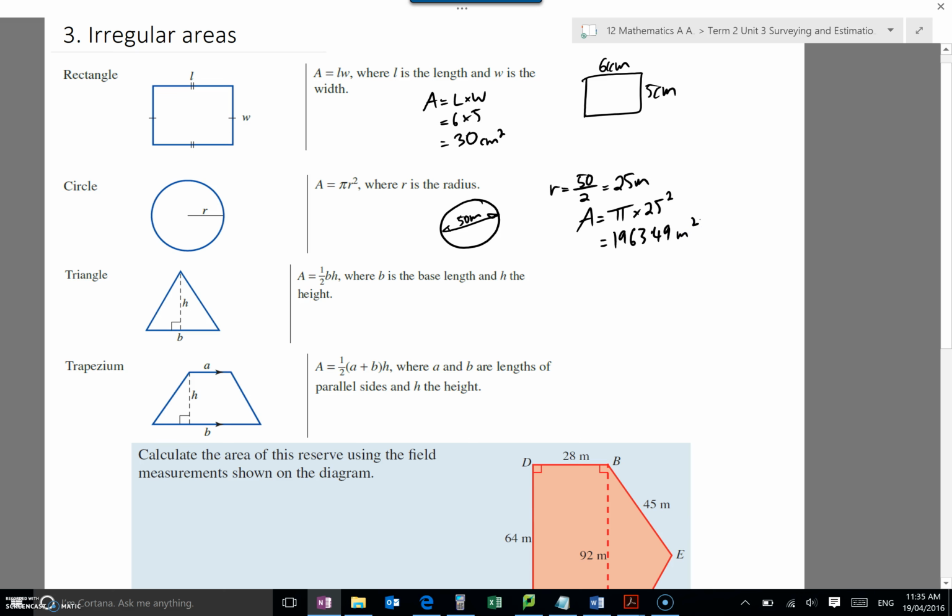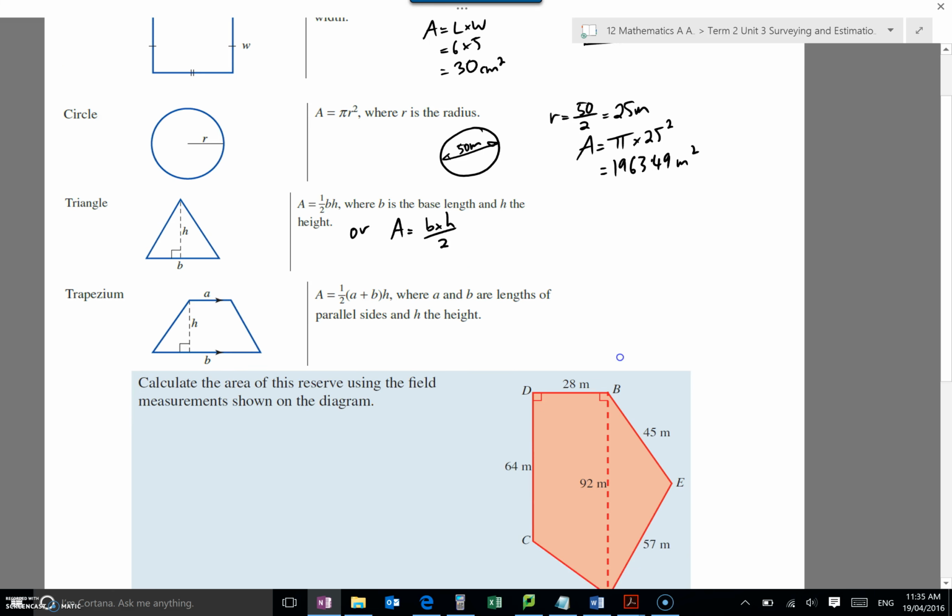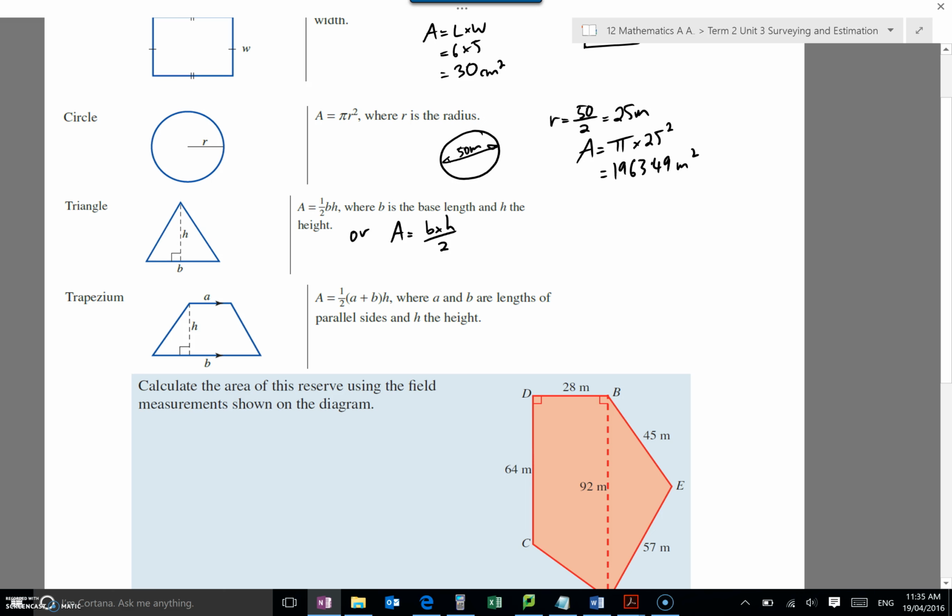Area of a triangle, like we've discussed before, half of base times height. Or you could use area equals base times height divided by 2, whichever one you want, as long as you have the base and something that's at right angles to the base. Last one that you may not be quite familiar with, trapezium. Formula: half of a plus b times h. So a and b are the two lines that are parallel, going in the same direction. And h is the distance between those lines. And we'll do an example of that.